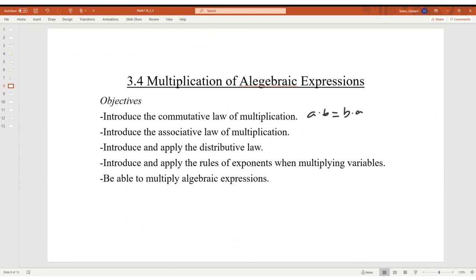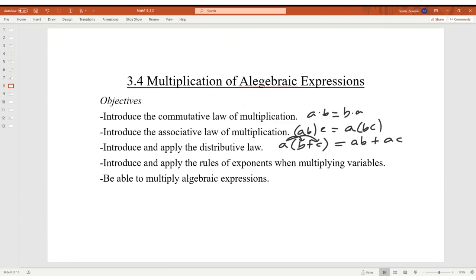If you have three or more numbers or variables multiplied, associating different groups doesn't change the output. So if you have (A times B) times C, it's exactly the same as A times (B times C). It doesn't matter which one you multiply first. That's what the associative law, or associative property, means. Then we have the distributive property. If you have A times (B plus C), you can distribute A over B and also A over C. So the product becomes A times B, which is AB, plus A times C, which is AC. This is what the distributive law says.